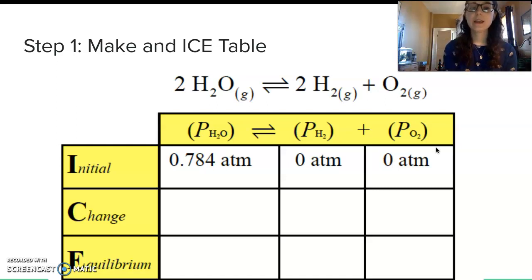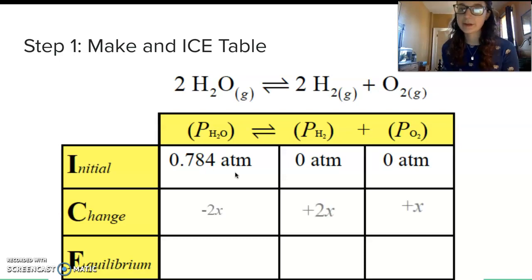So initially, given by the problem, we start with 0.784 atmospheres of H2O gas. In the beginning, there is no H2 and no O2, so their partial pressures are both going to be 0. For the change, I don't know the number that it's changing, otherwise I would know where it would be at equilibrium. So I'm going to express it with an x value.